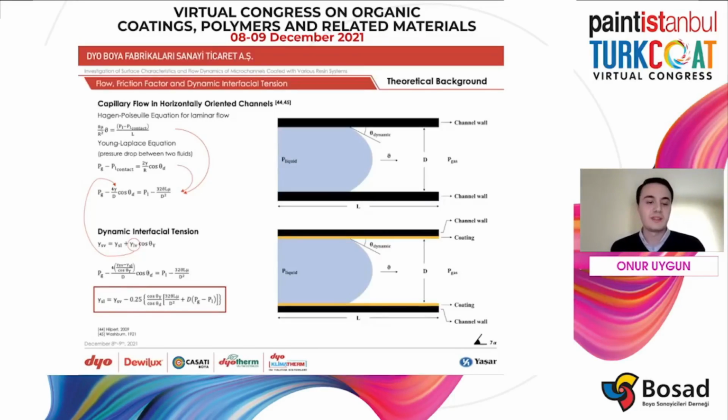At the bottom, you can see our new equation in the red square. The unknown variable in this equation is interfacial tension between the coated inner surface of the channel and the liquid flowing through this channel. All other parameters are known or measured. So finally, we can calculate the interfacial tension between the coated inner surface of the channel and the fluid flowing through that channel.